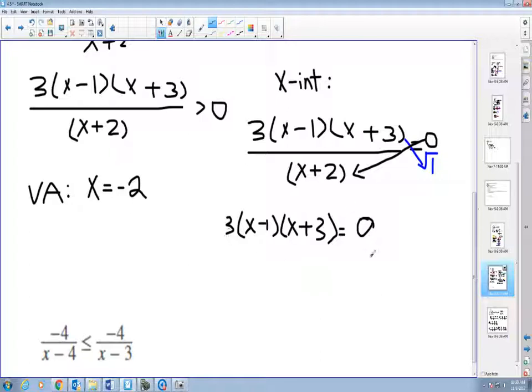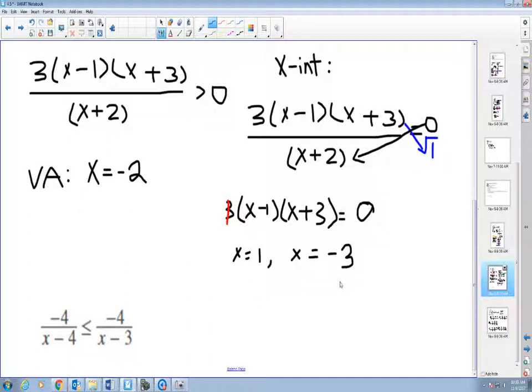So now divide both sides by 3. That will eliminate my factor 3. Set each factor equal to 0. I have x-intercepts at 1 and negative 3. Okay. So vertical asymptote, 2 x-intercepts.